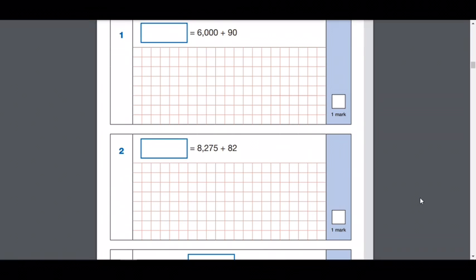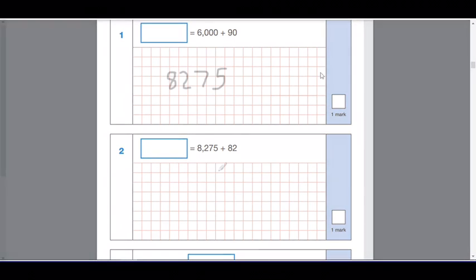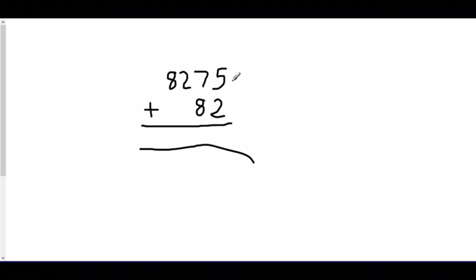Let's have a look at the column method for addition. So the question is 8,275 plus 82. We need to make sure that the 8 is lined up with the other tens and that the 2 is lined up with the other ones. So 8,275 plus 82, the children need to add the ones together first. 5 plus 2 is 7.